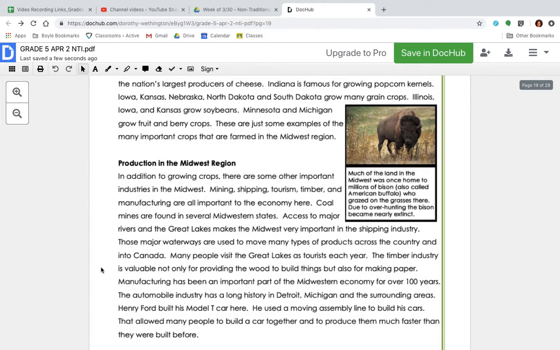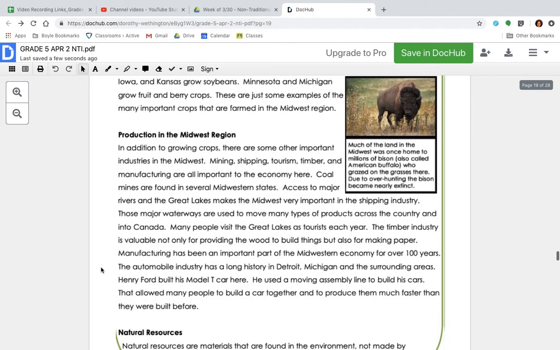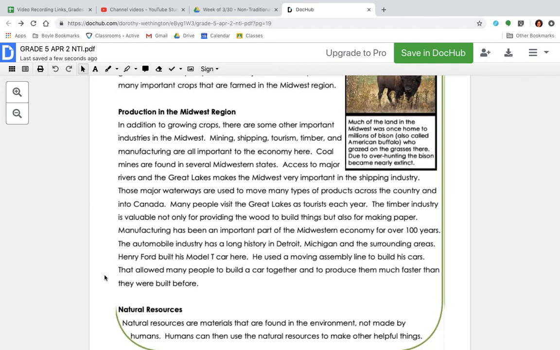Many people visit the Great Lakes as tourists each year. The timber industry is valuable not only for providing the wood to build things, but also for making paper. Manufacturing has been an important part of the Midwestern economy for over 100 years. The automobile industry has a long history in Detroit, Michigan, and the surrounding areas. Henry Ford built his Model T car here. He used a moving assembly line to build his cars. That allowed many people to build a car together and to produce them much faster than they were built before.